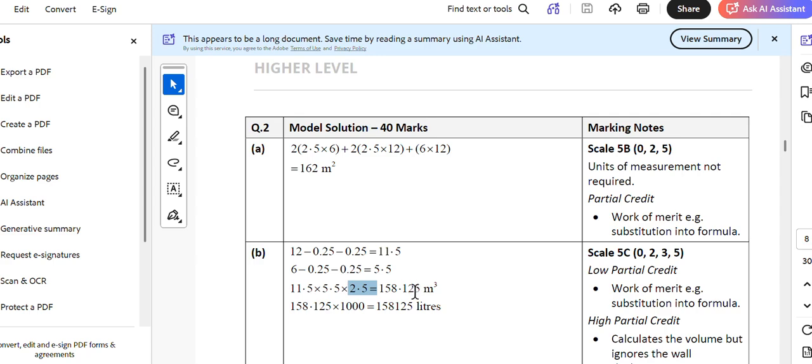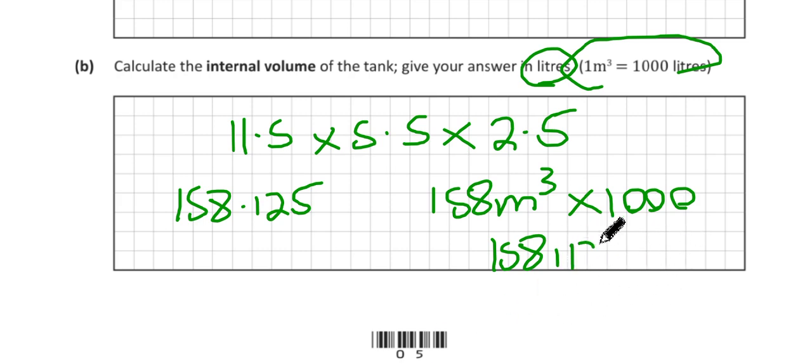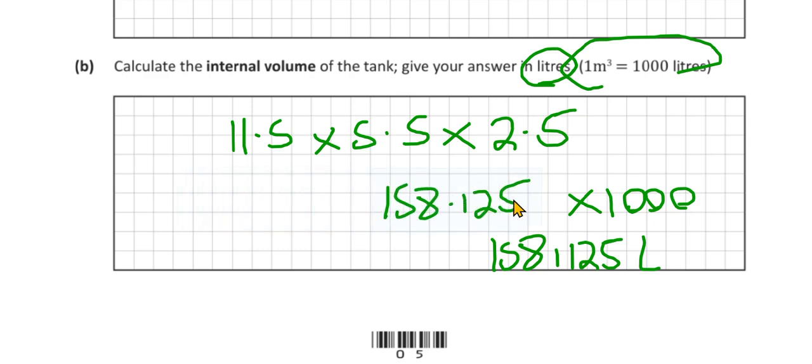Apparently that's not right. Apparently it's 158,125. Can you guys check your calculation again for me? Okay, it's 158.125. And that is why you check your answers immediately. So it's actually 125 liters. We all cool? Okay. Part C.